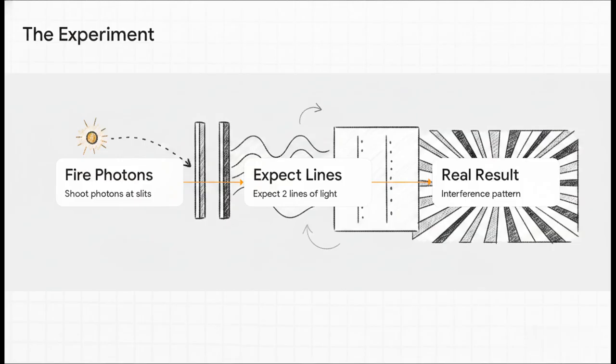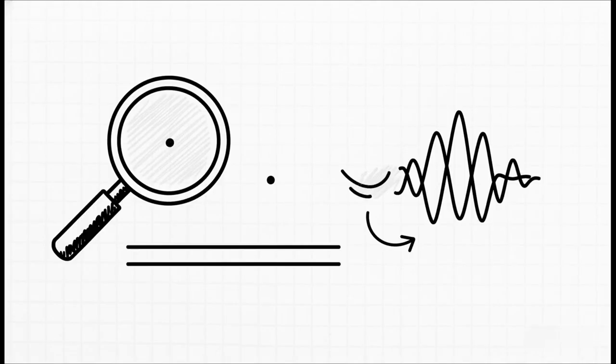This blew physicists' minds because it proved that a single photon was somehow acting like a wave, going through both slits at the exact same time and actually interfering with itself. Now here is where things get genuinely mind-bending. Enter the observer effect. When physicists put a measuring device right at the slits just to see which slit the photon actually went through, the photons seemed to somehow know it was being watched.